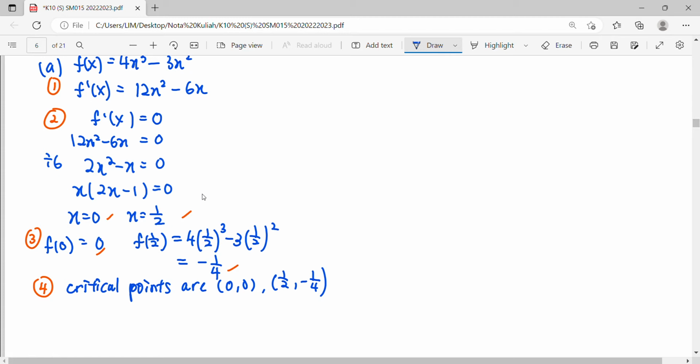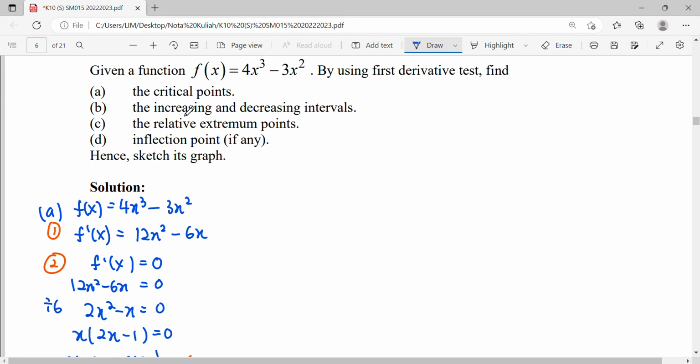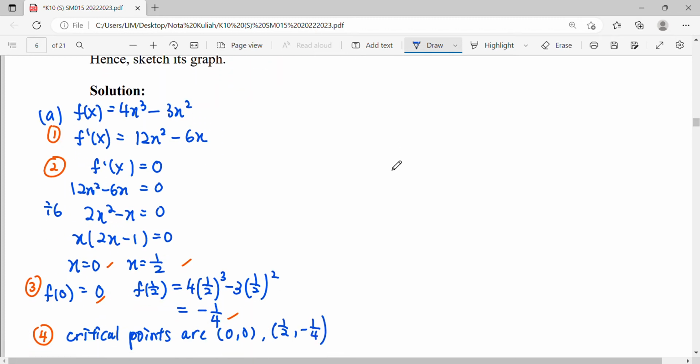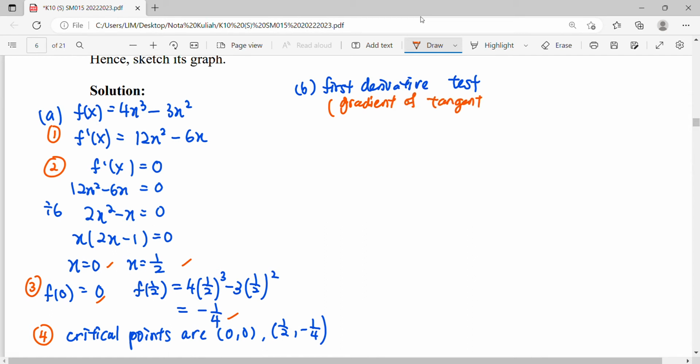Okay, so we continue for question B. Find the increasing and decreasing intervals, and then find the relative extremum points, by using the first derivative test. That means we look at the gradient of the tangent, before the point and after the point, to see whether it goes up or down and then up, to know whether it is a maximum or a minimum.